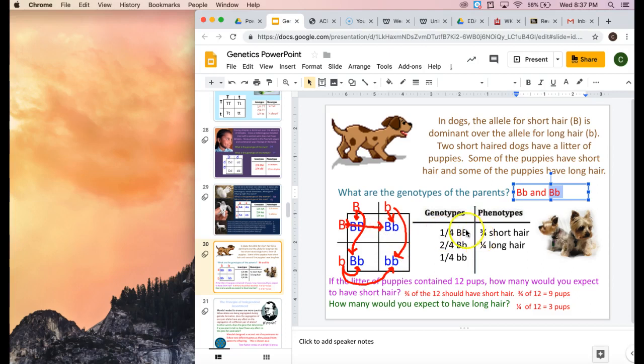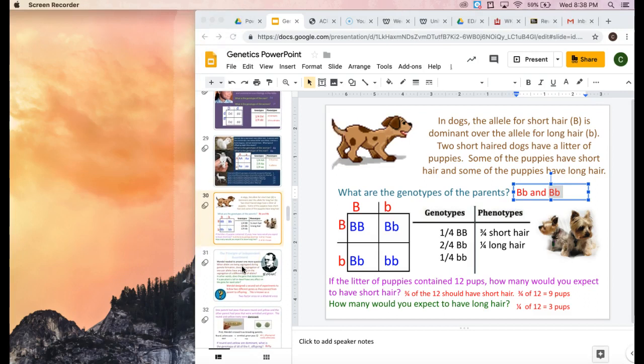So we end up with one homozygous dominant, two heterozygous, and one homozygous recessive genotypes. And since this is heterozygous, and this is homozygous dominant, both have dominant alleles, then we have 3/4 of these dogs being short hair, since that is the dominant trait, and then only 1/4 has long hair. All right, so now that we have reviewed that, let's start with some new content.